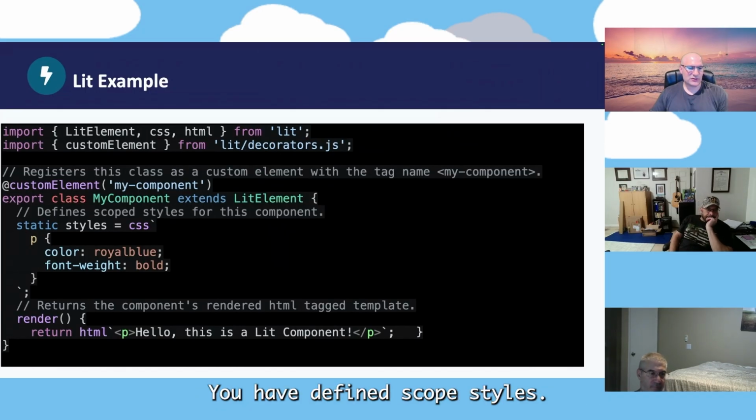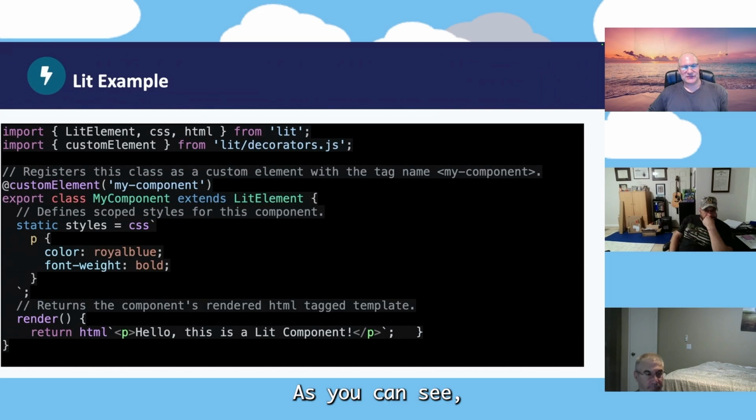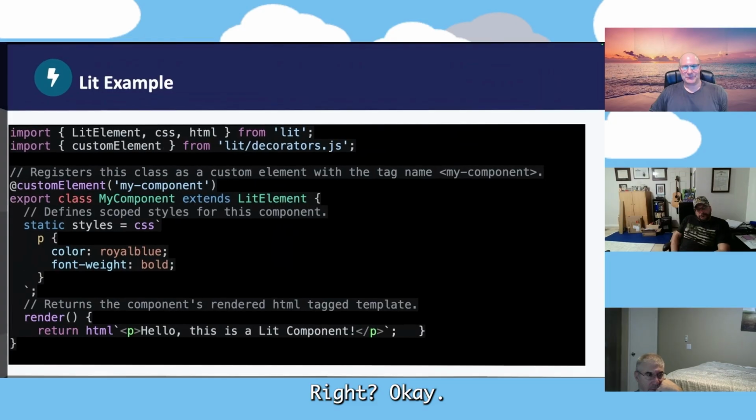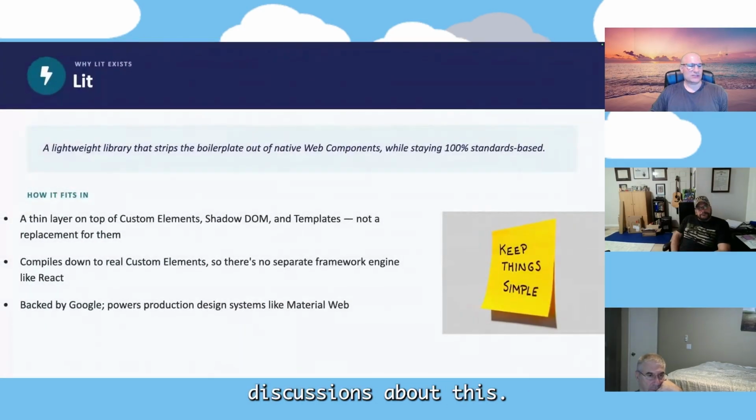You have defined scope styles. This is your cascading style sheet. It calls some CSS function with that and applies it to the thing. And then it has a render function, and then it returns an HTML function that'll render the component, a rendered HTML tag template. As you can see, it's that same exact thing, but it's a little bit smaller and more concise. Right? Okay. Now we're going to have a few discussions about this.